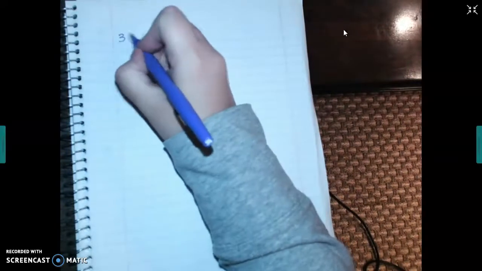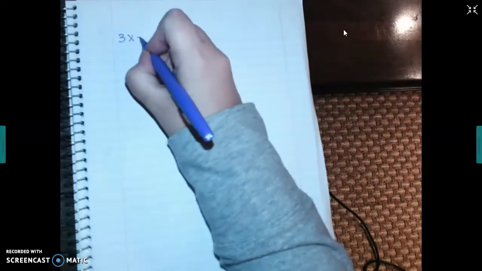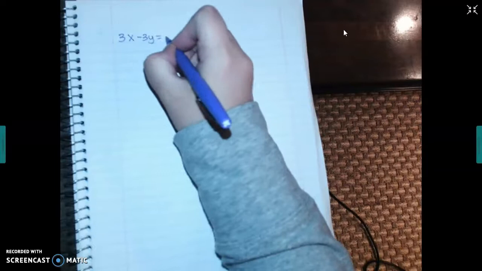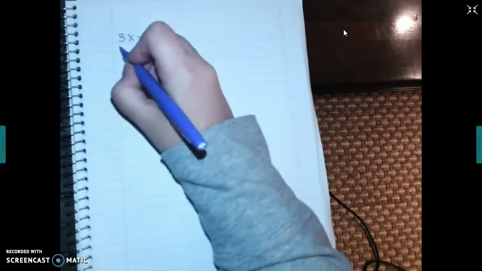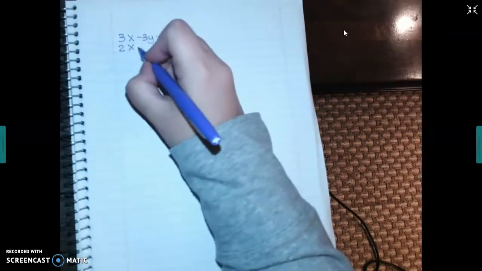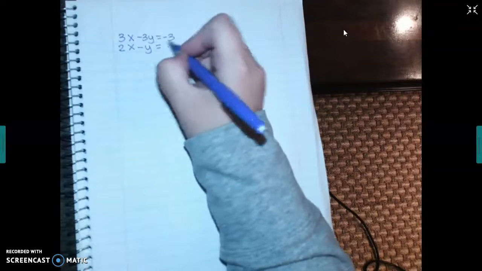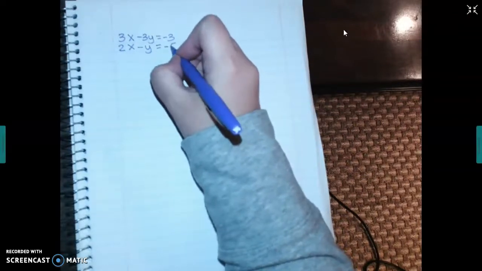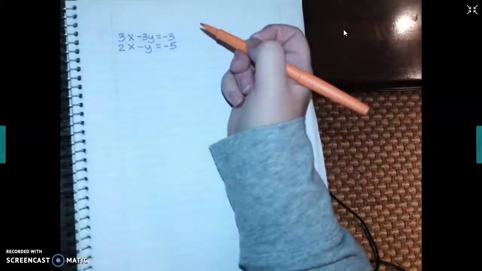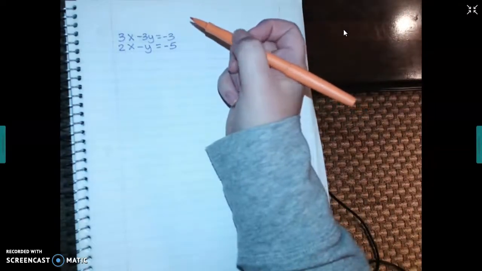Let's take a look at this next example. 3x minus 3y equals negative 3. 2x minus y equals negative 5. For this one, I'm going to demonstrate how to create opposite terms for your x's. Remember, it's not the only way to solve this equation.